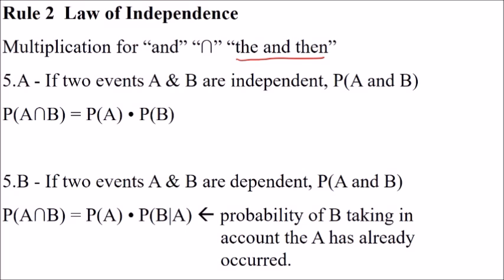For part B, this says if two events A and B are dependent, the probability of A and B. So we're looking at the probability of A intersection B is equal to the probability of A. It's still multiplied by the probability of B. However, for the probability of B, we have to be careful. This says the probability of B given A. That is the probability of B taking into account that A has already occurred.